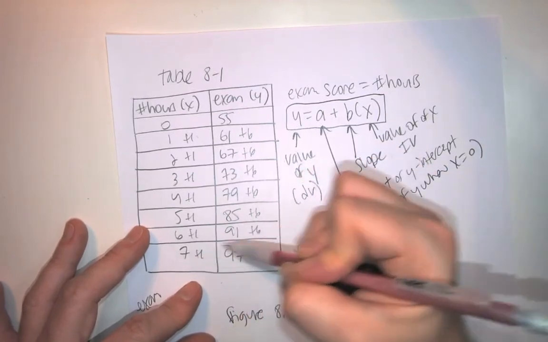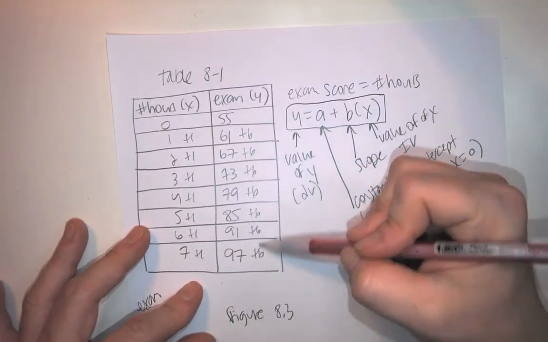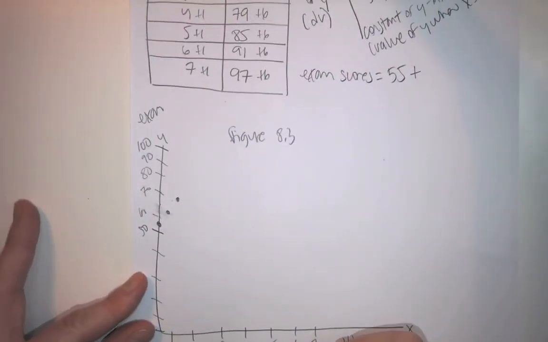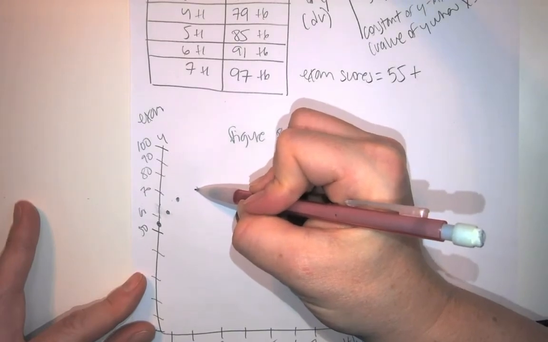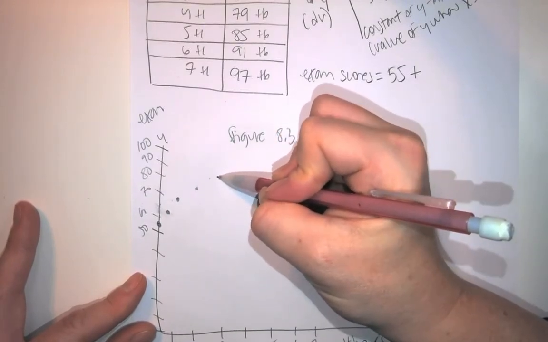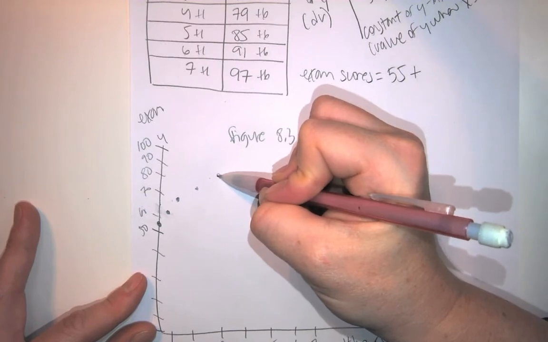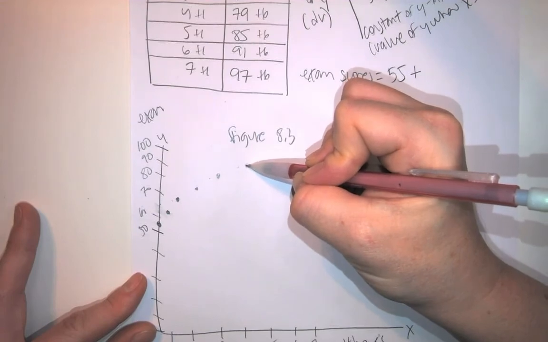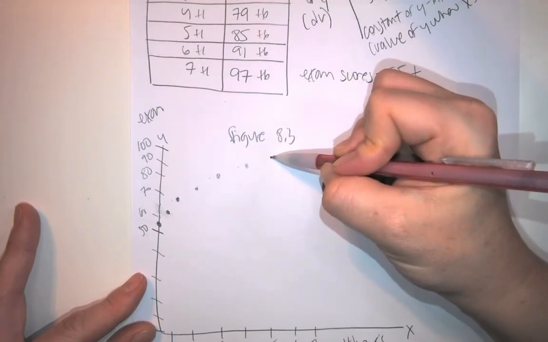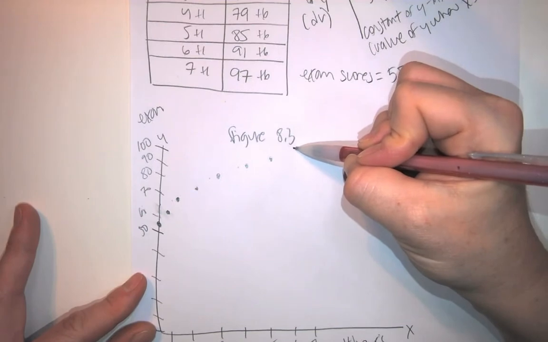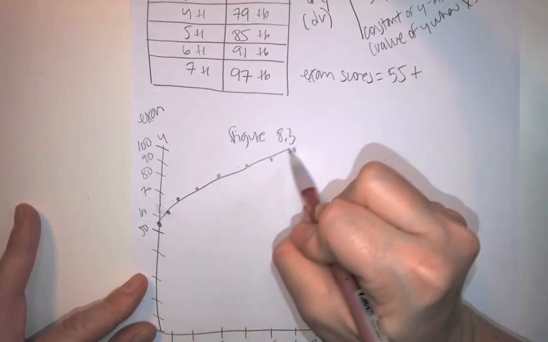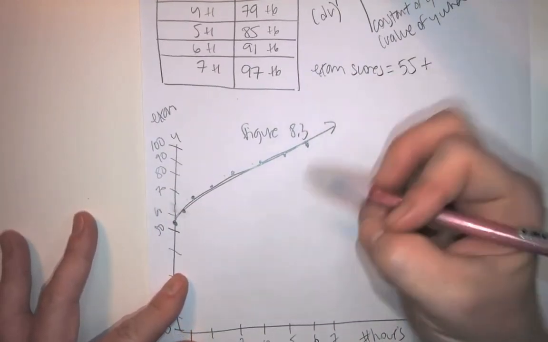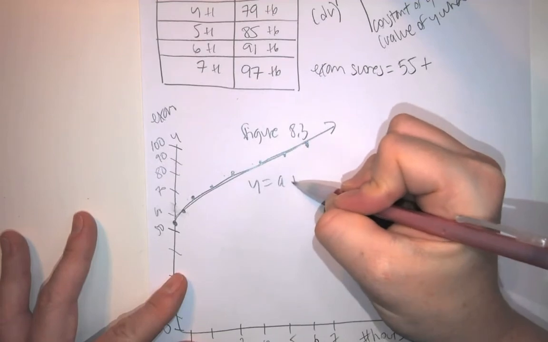I can keep plotting, and my linear relationship will show up on the scatter plot. For 3 hours studied, I get a score of 73. 4 hours, 79. And then I jump up to 85, 91, and 97. This should actually be a linear line that matches the regression equation.